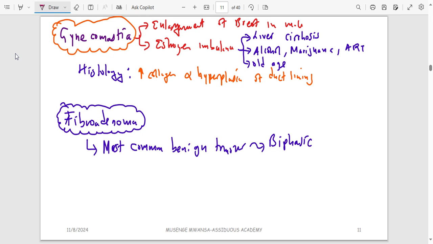So when we say biphasic, remember the breast has got stroma, which is a supporting tissue, and then epithelium. So this tumor is associated with both neoplastic stromal cells and epithelial lined glands. So the epithelium and the stroma are both affected.